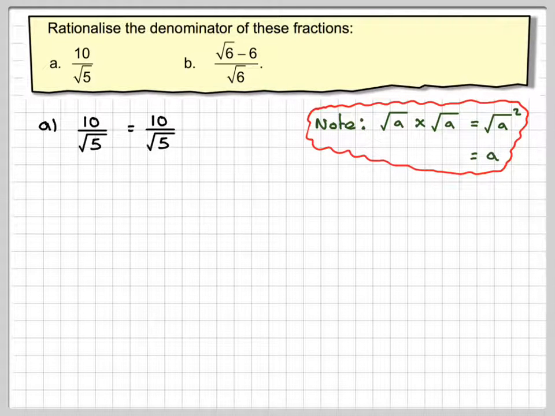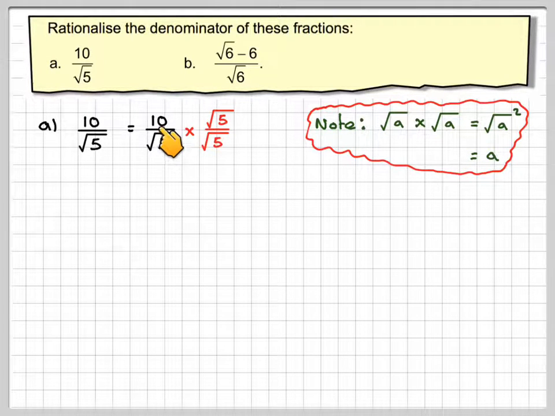So we've got 10 over root 5, and now I multiply the denominator by root 5, which I can do, provided I multiply the numerator by root 5 as well. I haven't changed the meaning because all I'm doing is multiplying by 1. So you look at the square root in the denominator, write that down again, but you have to also do it to the numerator.